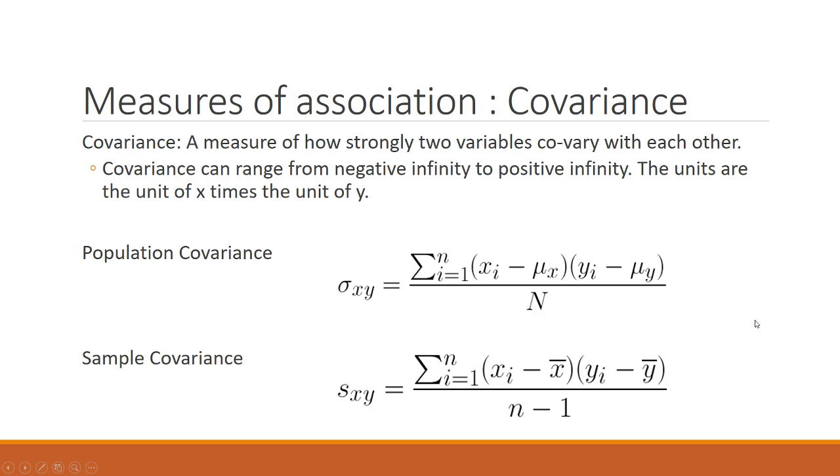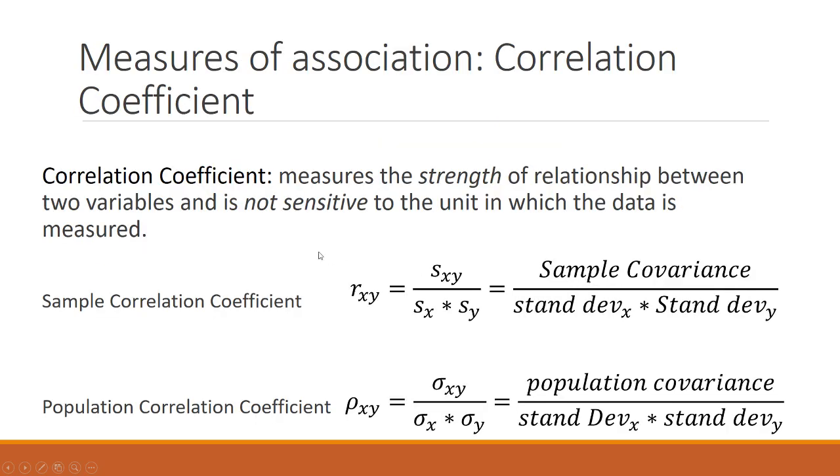But a more intuitive measurement of correlation is the correlation coefficient. This measures the strength of relationship between two variables, and it's not sensitive to the unit in which the data is measured. This is a really nice measurement of correlation, and it'll come back up when we look at regression analysis and do our econometrics. The sample correlation coefficient, or the correlation coefficient in general, is going to be the covariance divided by the standard deviation of the variable x times the standard deviation of the variable y.